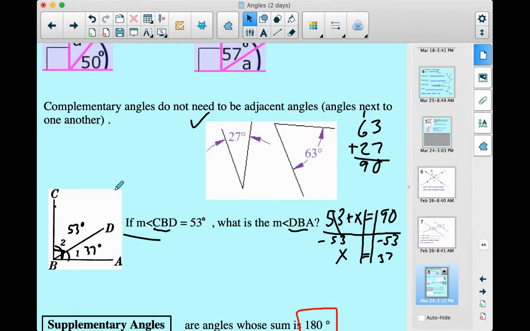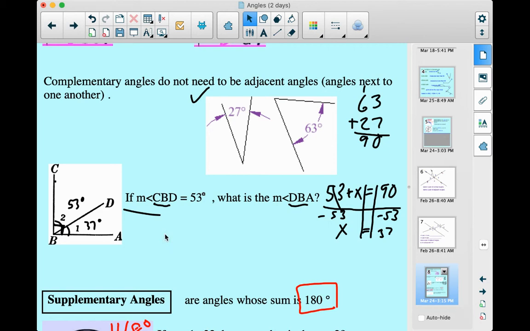Now you may be able to tell just by looking at this that if they add up to 90, and this is 53, you want to know what's left over, you can just do 90 minus 53. That's fine. You don't have to write out the equation if you can tell that. But note that that is what happened. That's what we ended up having to do, right? In order to figure out what this angle was, we had to do 90 minus the 53 that we already had. So if two angles are complementary and you know one of them, you can find the other one just by subtracting the one you know from 90 degrees.